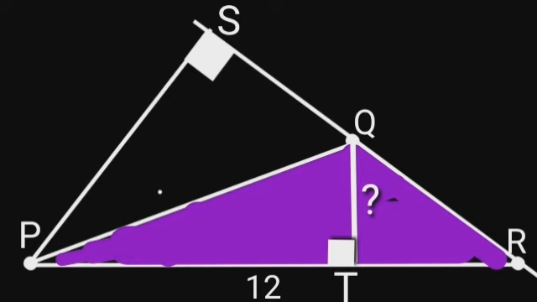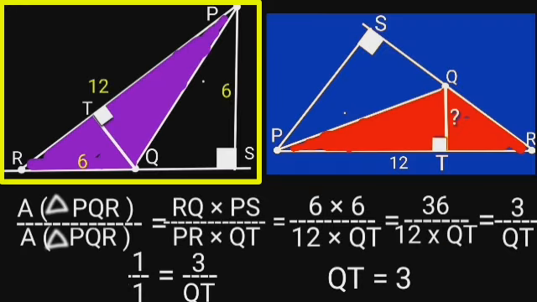In triangle PRQ, QT is perpendicular to the segment PR. PR is given as 12 and we have to find segment QT. If we consider the highlighted triangle PQR, suppose the base is PR and the height is QT. Both figures are the same.